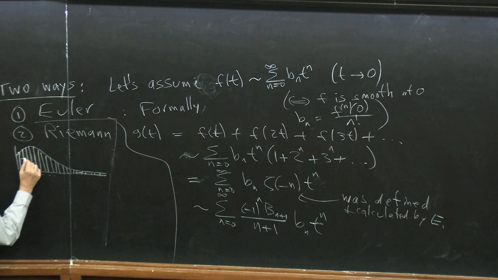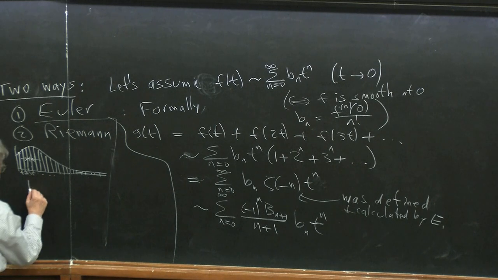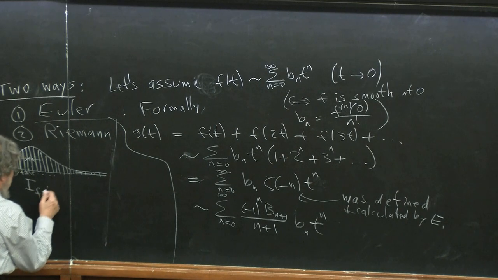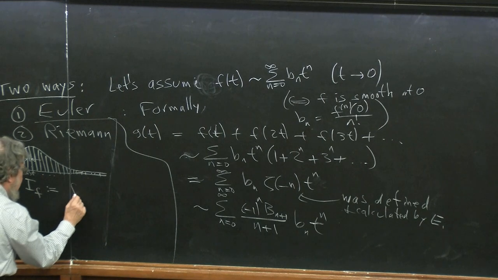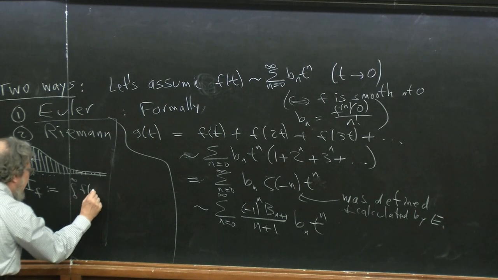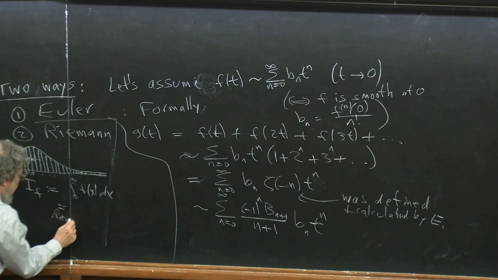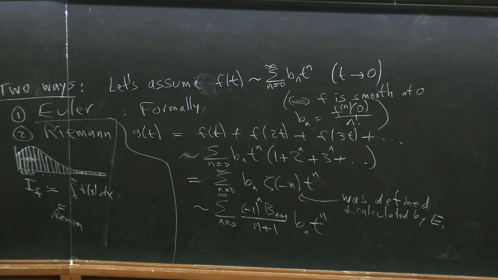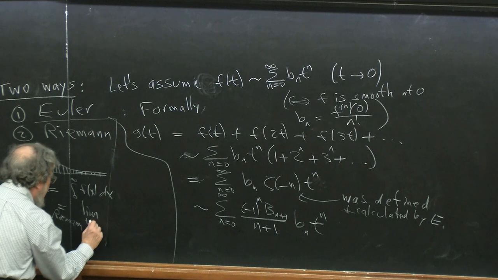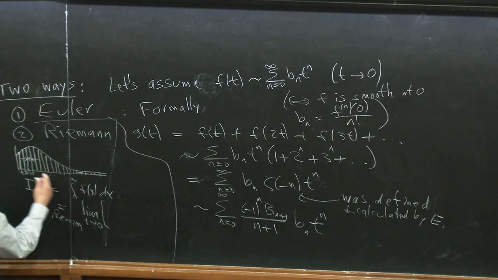And the spacing of these lines is my small number t. So that, as t goes to 0, is exactly the way that Riemann defined the integral. So let me set, just as convenient notation, I'm going to mean the integral from 0 to infinity, f of x dx. And then by Riemann, assuming that it's a well-behaved function, which we are assuming, this integral you can approximate by Riemann sum. So this is the limit, as t goes to 0, of the corresponding sum.